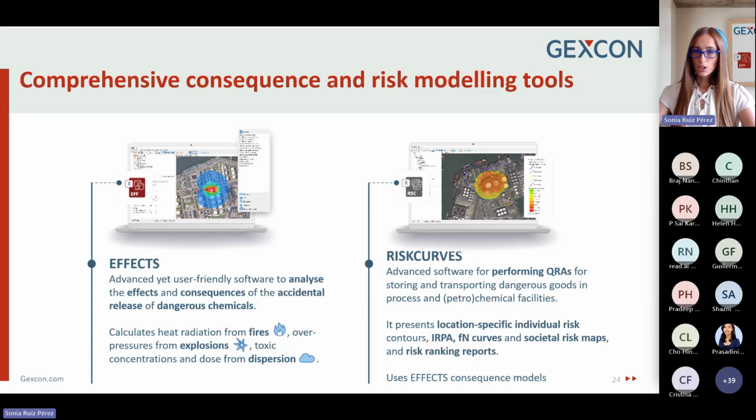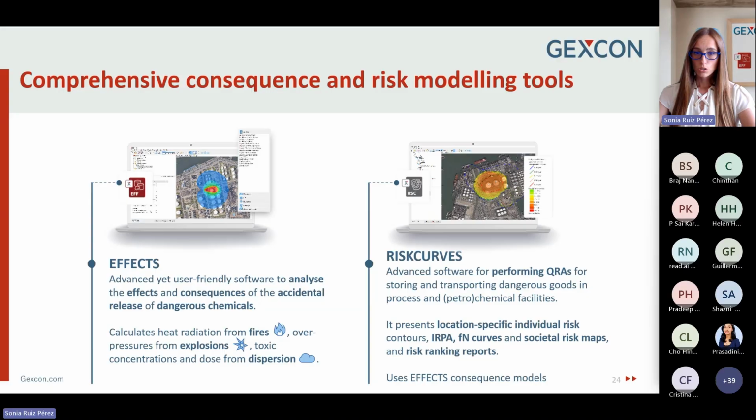RISKCURVES complements this by offering a comprehensive suite for quantitative risk assessments, or what we call QRAs. RISKCURVES provides results in a variety of formats, including location-specific individual risk contours, AirPath for on-site risk, evaluating the risk at which employees are exposed in an industrial facility, event curves for societal risk, or even societal risk maps for geographical risk representation. And we also have risk ranking reports to support the decision-making process.